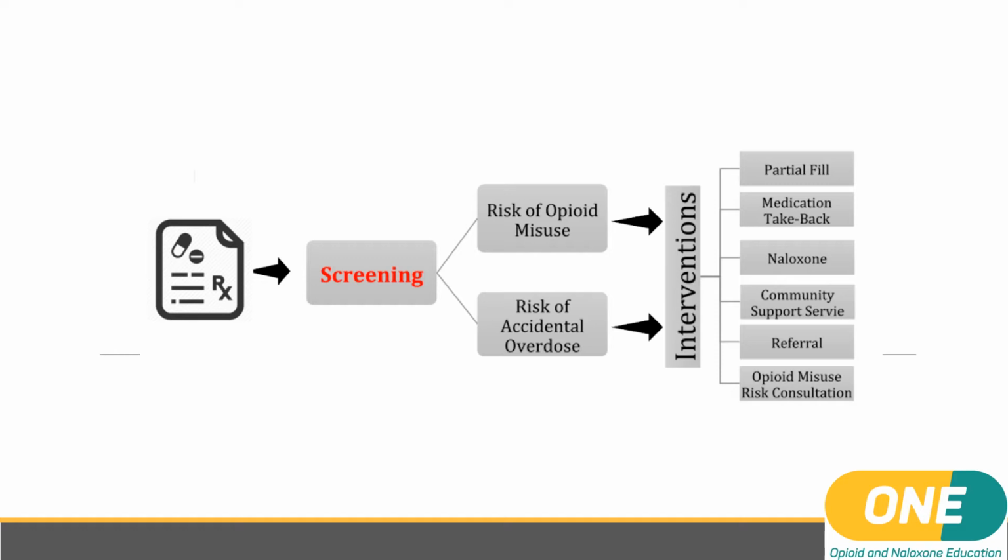The interventions include partial filling of an opioid prescription, recommending and encouraging medication take-back programs, the discussion and prescribing and dispensing of naloxone, referral to community support services, and opioid misuse risk consultation.